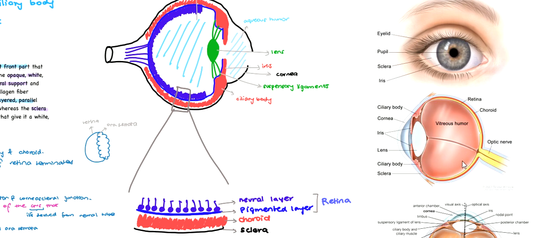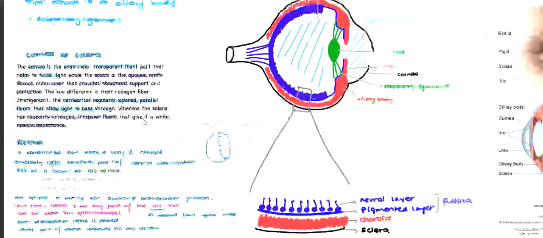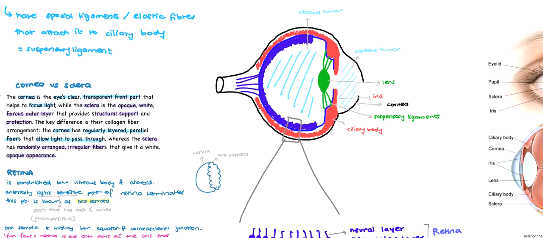In this cross-sectional view, you can see more clearly that in front you have the cornea, that's the transparent region, and it's bulging out because of the aqueous humor, and then posteriorly you have the sclera, which covers the entire posterior region of your eyeball. Here I've also written down some statements about it. Cornea is the eye's clear, transparent front part and it helps to focus the light. Its function is to focus the light. Whereas sclera is the opaque, white, fibrous outer layer. It is there for providing structural support and for providing protection.